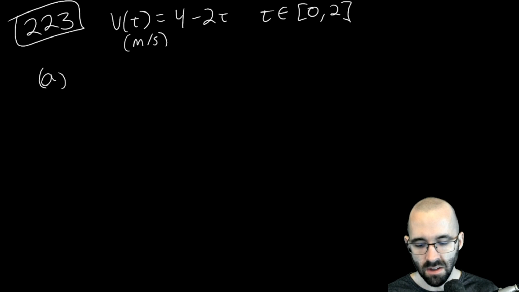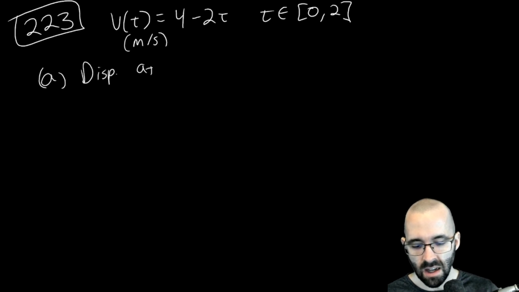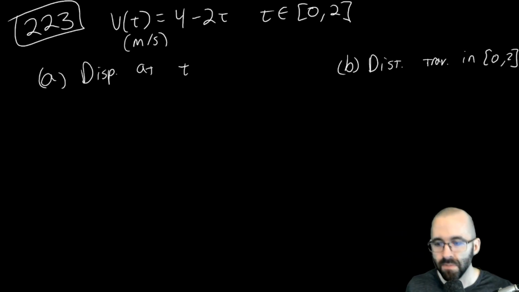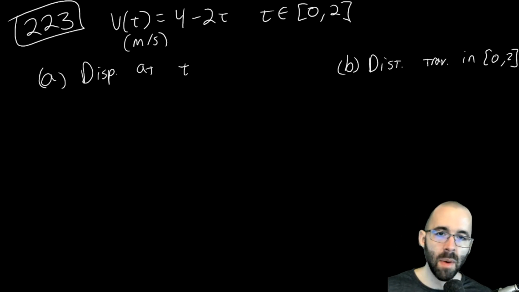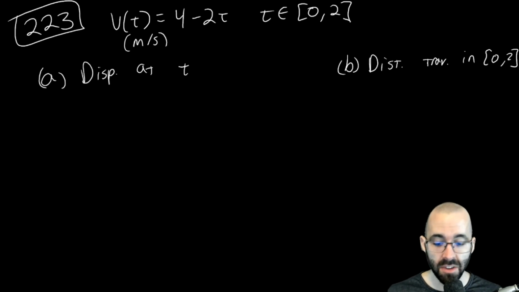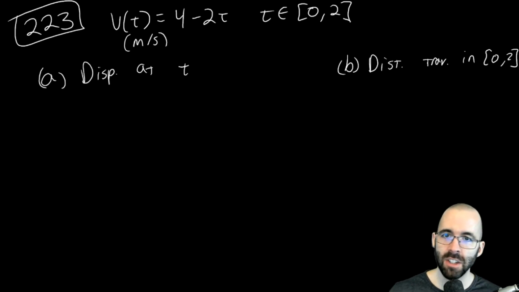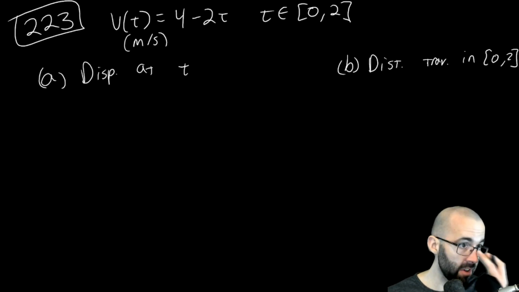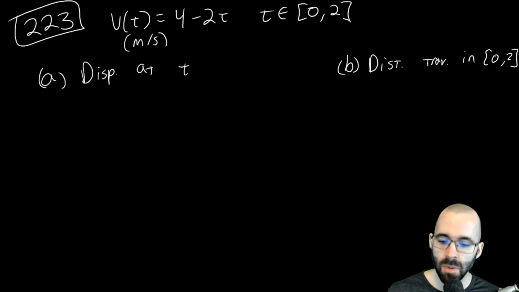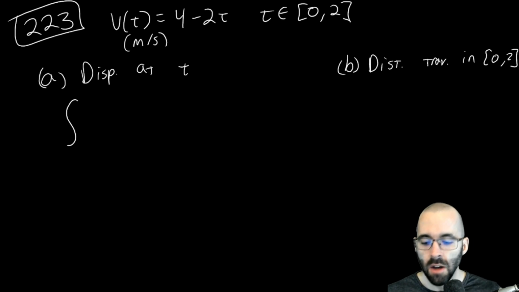So there's really two parts. The displacement at time t and the total distance traveled in the interval. So the displacement, remember, is just the integral of the velocity, whereas the distance traveled is the integral of the absolute value. Now here's where you have to be really careful with your variables. So the displacement between 0 and 2 would be the integral from 0 to 2. But we want the displacement at time t, so it's going to be the integral from 0 to t.